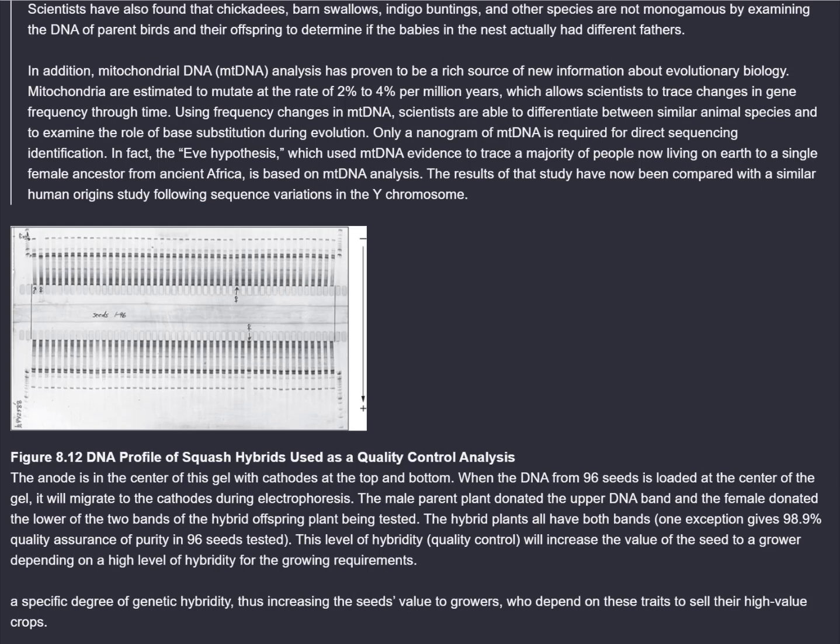Scientists have also found that chickadees, barn swallows, indigo buntings, and other species are not monogamous by examining the DNA of parent birds and their offspring to determine if the babies in the nest actually had different fathers.